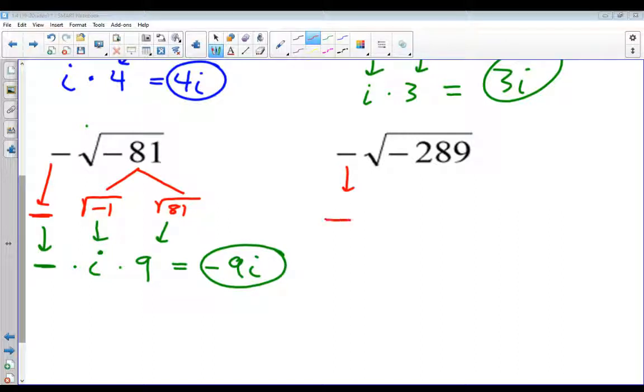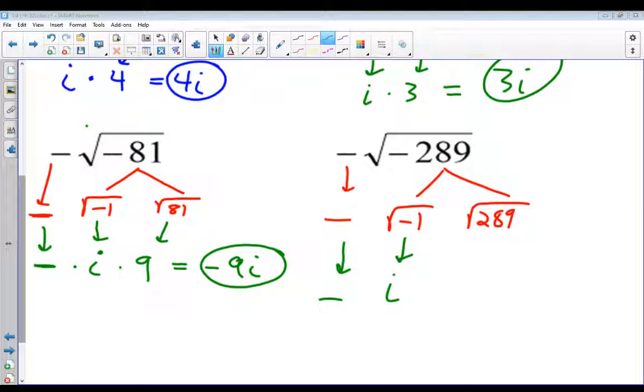First, let's bring down the negative, and then we can split the radical. So the first radical will get negative 1. The second radical will get 289. And then simplifying each part from there. First, bring down the outside negative. Square root of negative 1, that's just i. And then the square root of 289 turns out to be 17. So the negative times i times 17 will just become negative 17i.